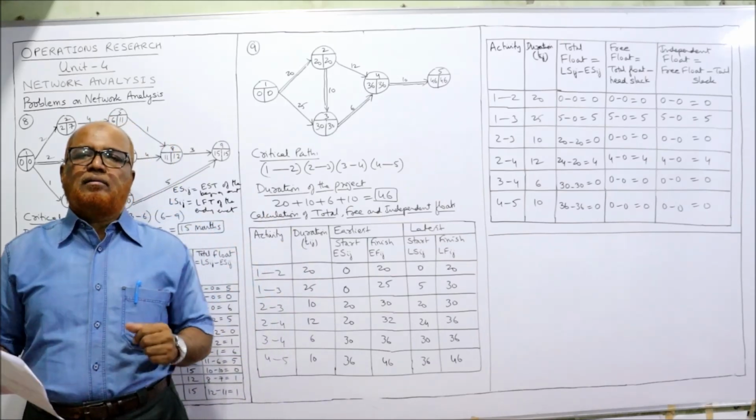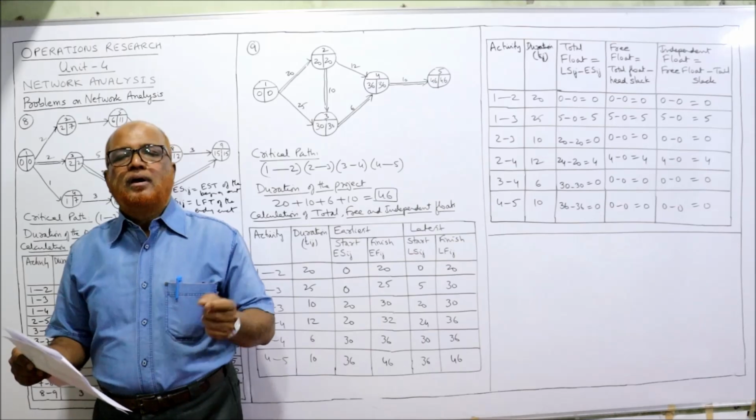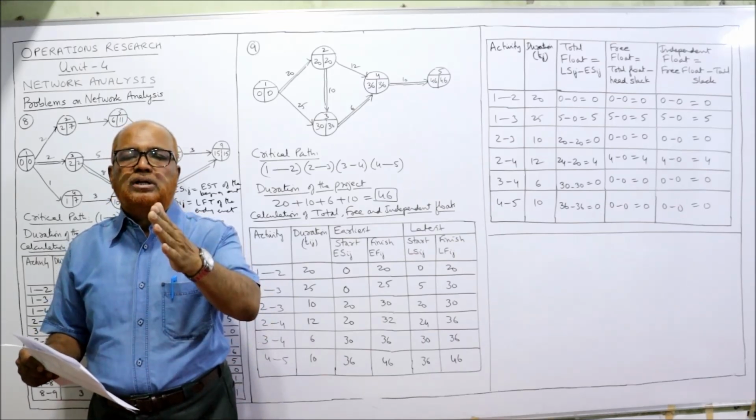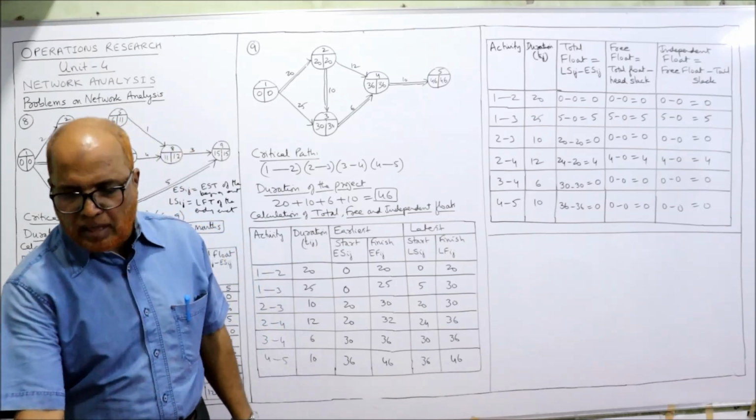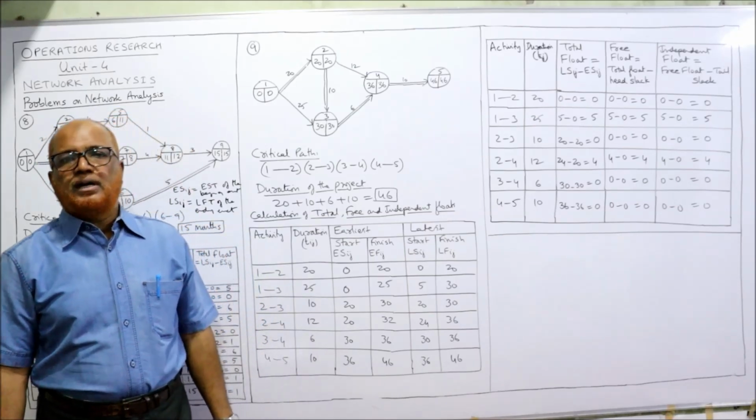In the previous problem we calculated only total float. Now in this problem we calculate total float, free float and independent float. First of all, we draw the diagram.